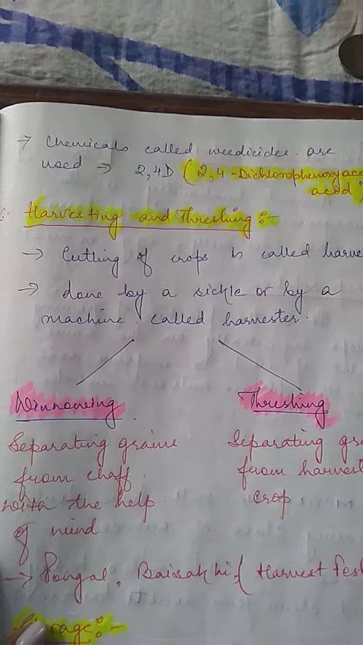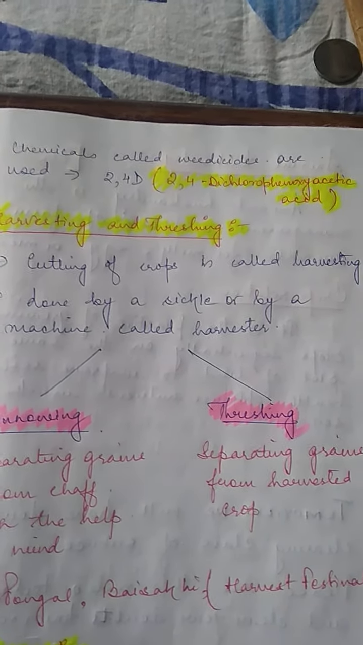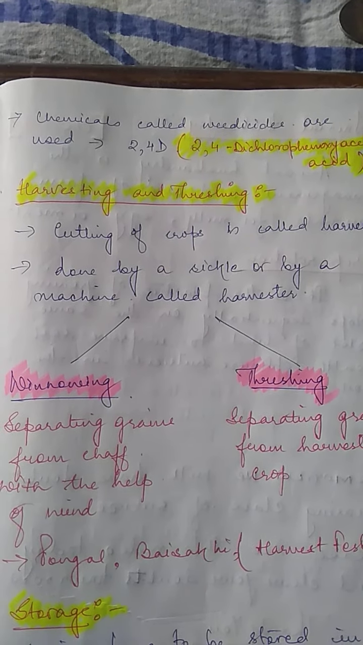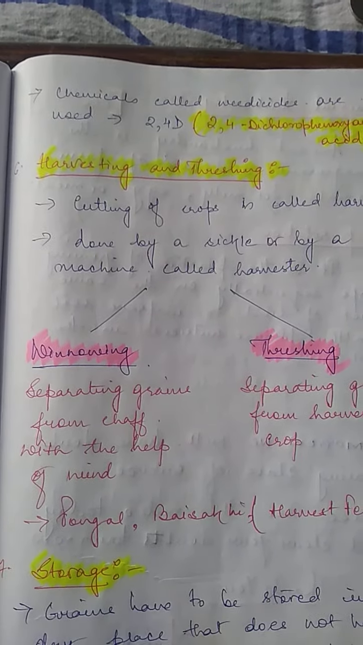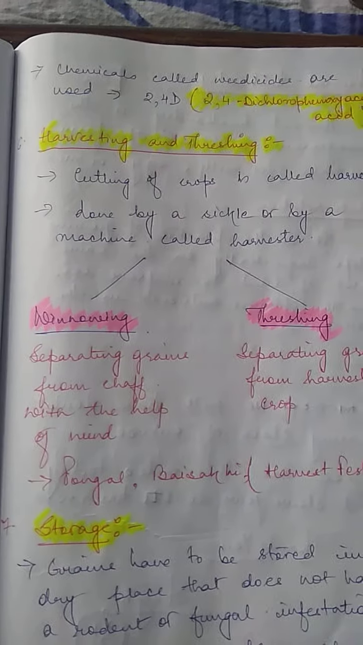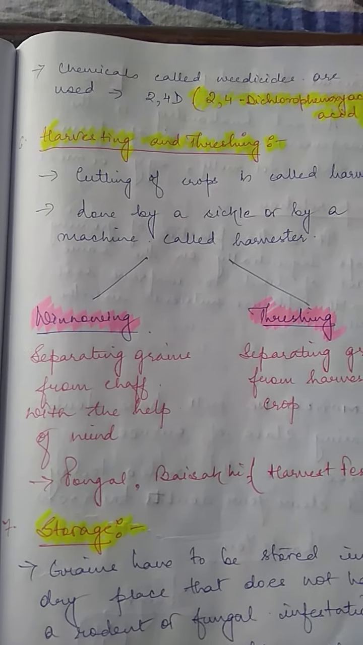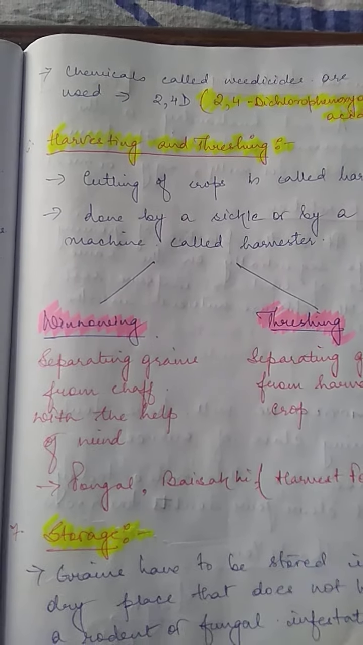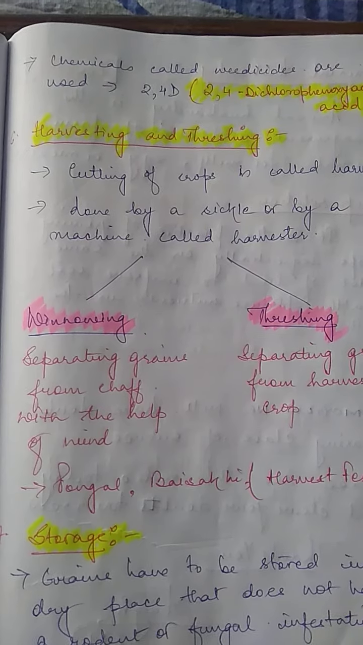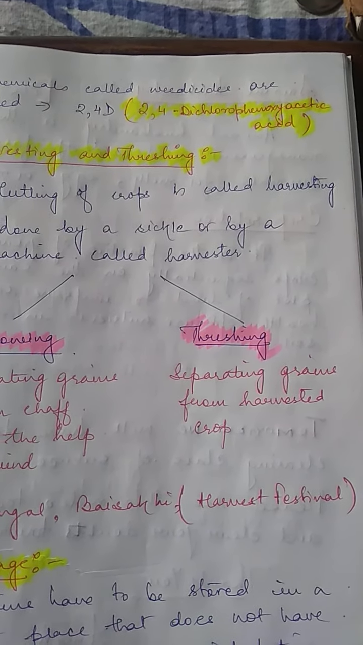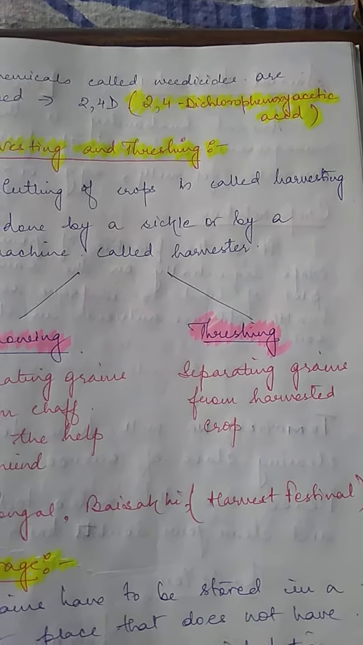Next is harvesting and threshing. Harvesting and threshing is finally the cutting of your crops, after which the crop is ready. It's done by a sickle or a machine. Nowadays we use machines. And there are 2 definitions which you should know: winnowing and threshing. Both of them you have studied in class 6. Winnowing is separating grains from chaff with the help of wind. Chaff is removed from the grains because chaff and grain have a difference in weight. Chaff is lighter. Threshing is hitting the crop, and then the grains separate.